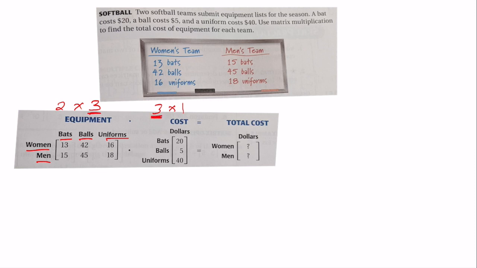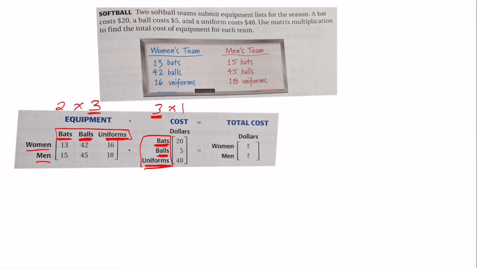We can multiply them. But to give a little context, look at what those 3 represent. The 3 columns represent the equipment items that you need, and the 3 rows in the second matrix also represent the equipment items. That adds context about why those have to match up. If you had 3 equipment items in the first matrix but only bats and balls, only 2, in the second, you couldn't find a total cost because you'd be missing the cost of the uniform. So this gives you insight into why those two things need to match up.